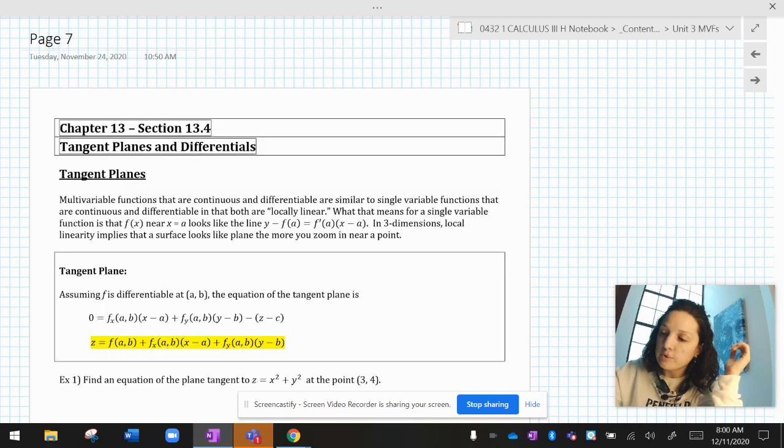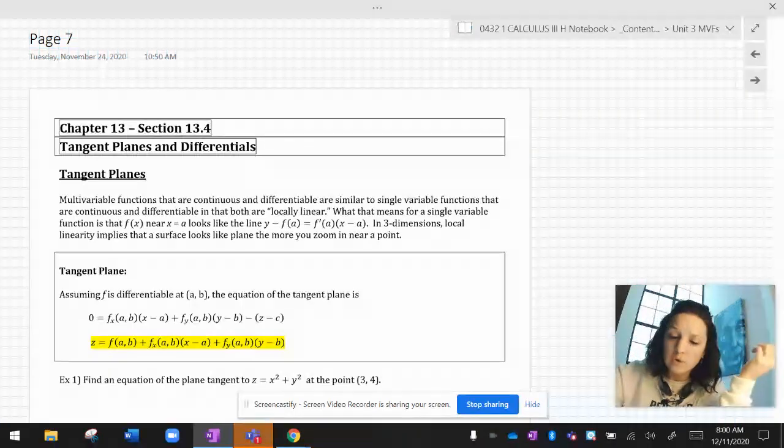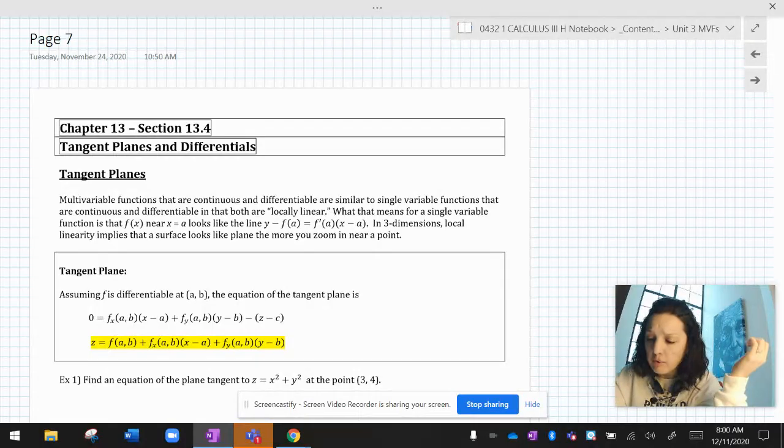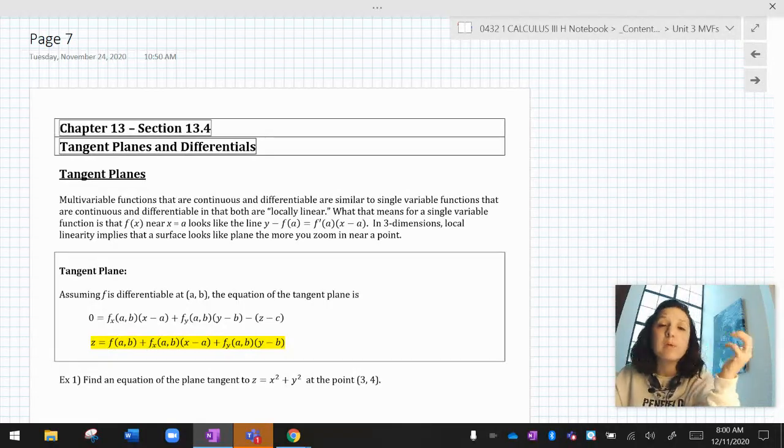Hello, Calculus 3 students. Today we're going to talk a little bit more about partial derivatives and some of the things that you can do with them. What we're really going to be looking at is tangent planes and differentials. One of the ways that we use derivatives way back in the beginning of regular calculus is to create tangent lines.